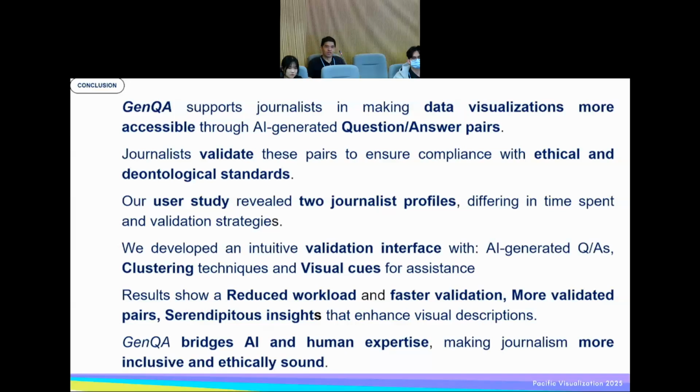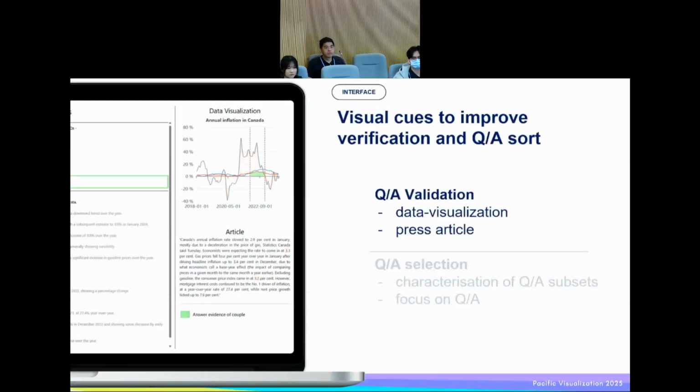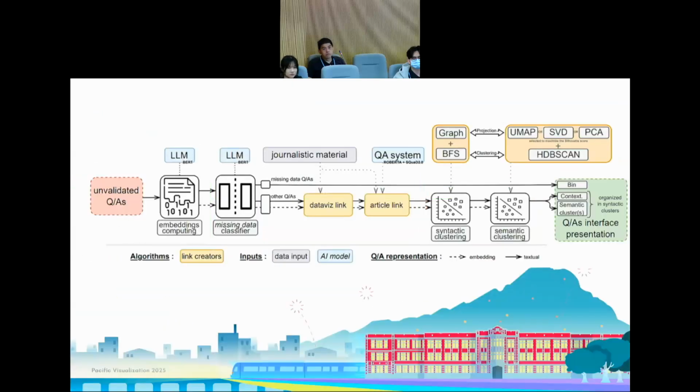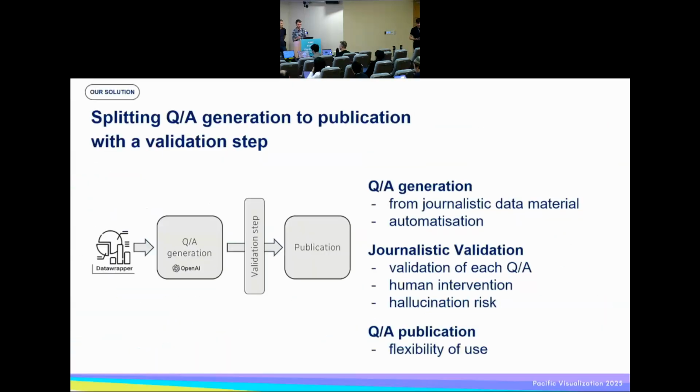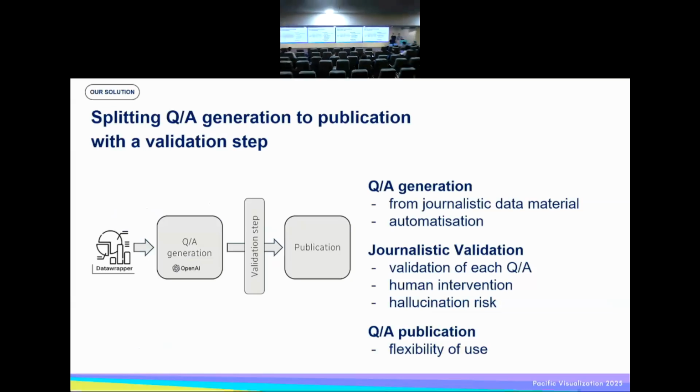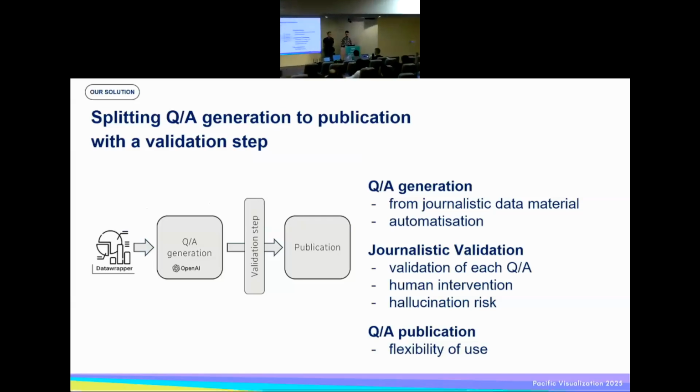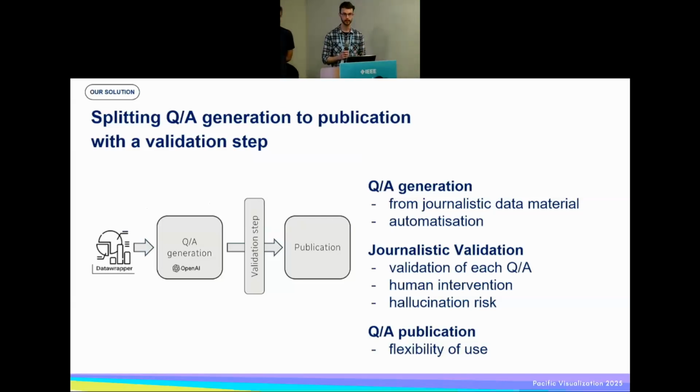Yes, so in this process, the journalists only impact the validation. In this second part, the interest is to really split the automatization from the human action, to avoid any interaction between these.